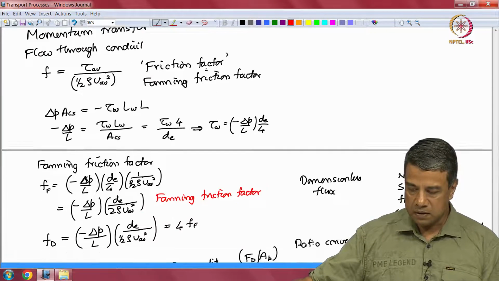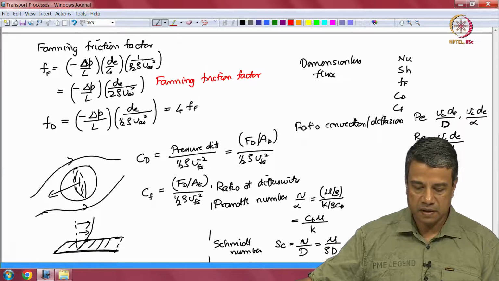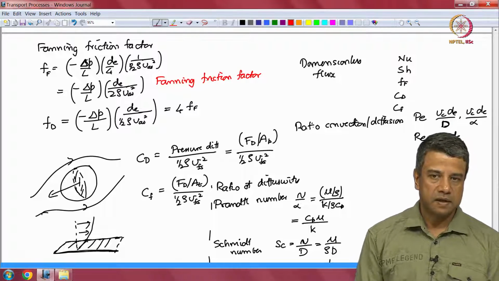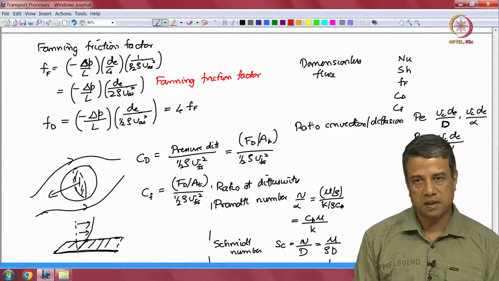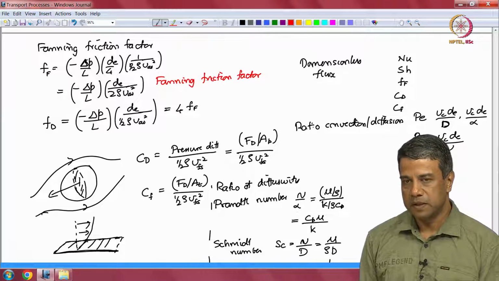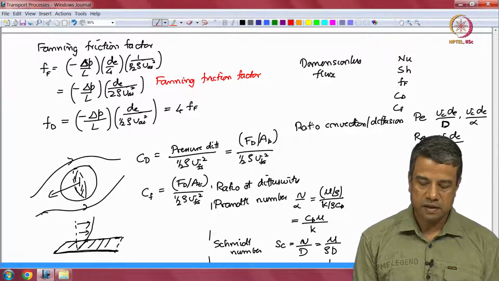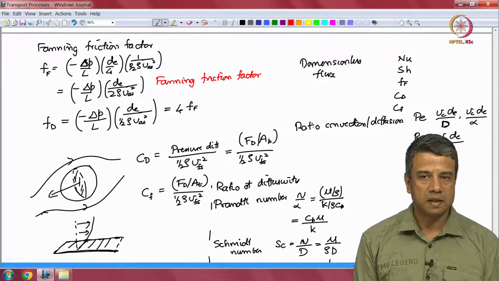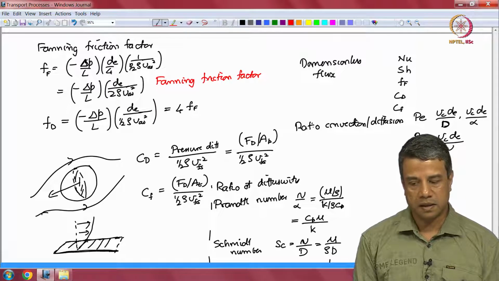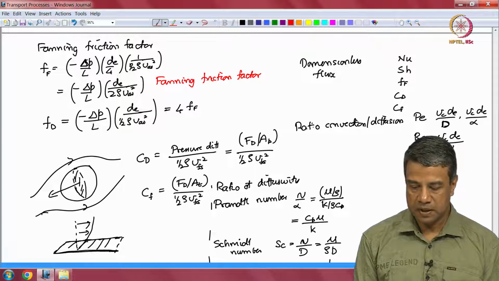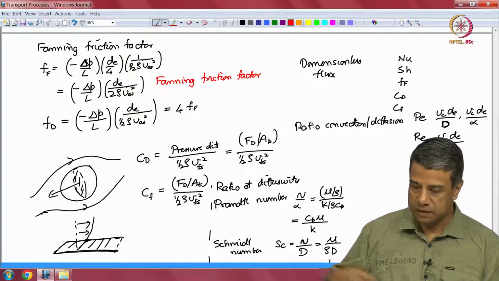Note that there is a difference between the Fanning and Darcy friction factors. Fanning friction factor is based on average velocity divided by the kinetic energy per unit volume. Darcy friction factor is basically pressure difference by L divided by the kinetic energy per unit volume, and that is 4 times the Fanning friction factor.